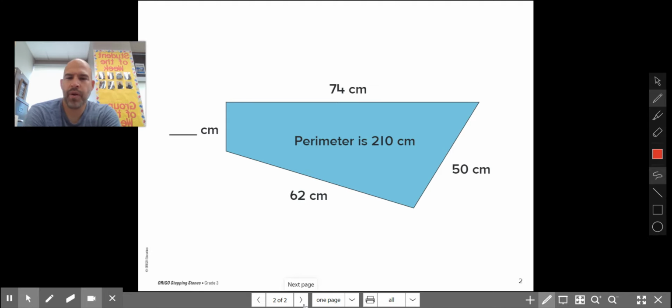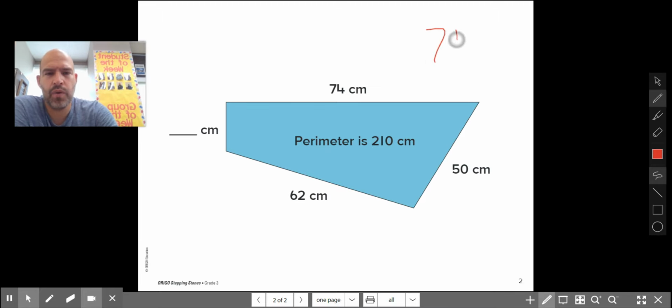Now, what if we're given a problem where we have this shape right here, okay? What is this shape? Do you remember? It's called a quadrilateral because it has 4 sides, all right? So we have one side at 74 centimeters, the other side at 50 centimeters, the other side at 62 centimeters, but we do not know the last side. Now, what we do know is the perimeter. To find a missing side, we can add up the sides that we do have and subtract them from the perimeter to find the missing side. So let's try that right now.